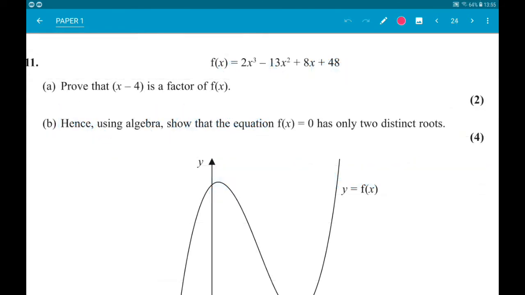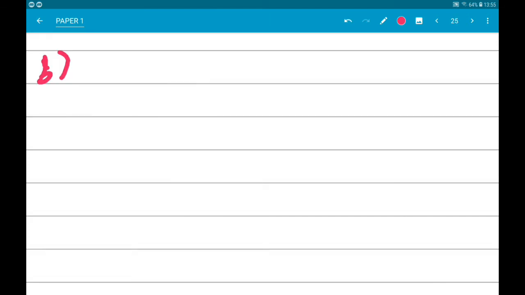And for part B, hence using algebra, show that f of x equals 0 has only 2 distinct real roots. So we need to factorise completely. So, because f of x is cubic, we know it can be written as a linear times quadratic. So, we know our linear is x minus 4.